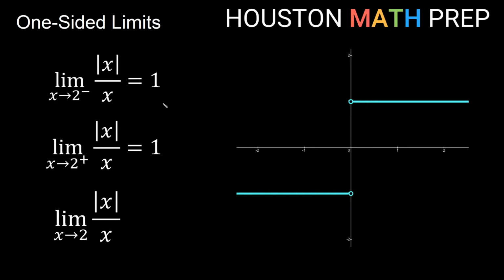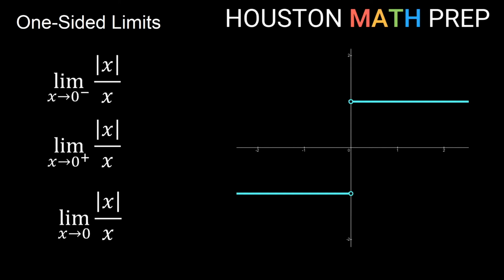So if both of these one-sided limits are the same value, then we know the overall limit as x approaches 2 on this function. We should be going to the same y value from both sides if the one-sided limits are the same. So the overall limit as x approaches 2 of this function is going to be 1 as well.